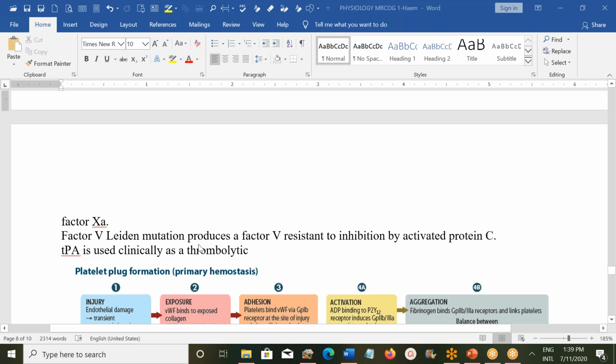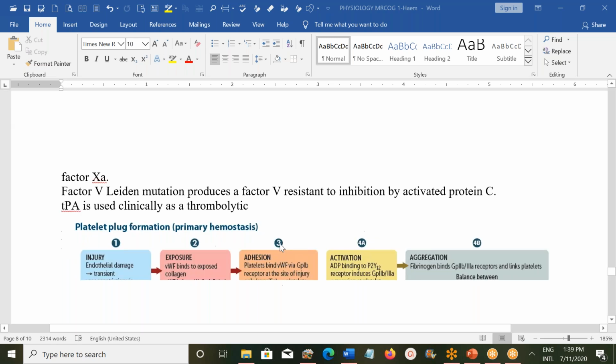So factor 5 Leiden mutations will produce a factor 5 which is resistant to inhibition by activated protein C. And tissue plasminogen activator will be used clinically as a thrombolytic.